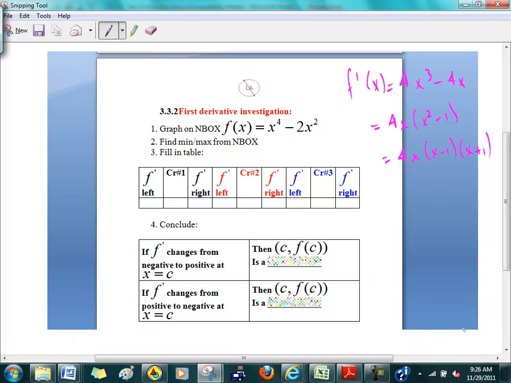All right, so you should have gotten f prime in a factored form like that. So your critical numbers are equal to -1, 0, and 1. Those are your three critical numbers. Now what I want you to do is think of a number that's a little less than -1. Put it in this equation here and tell me whether the quantity is going to be negative or positive.